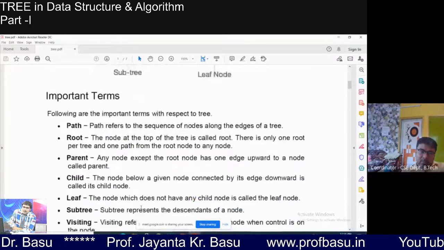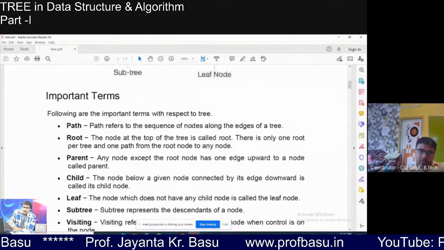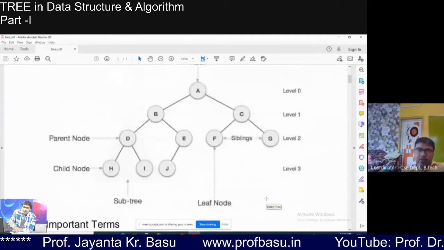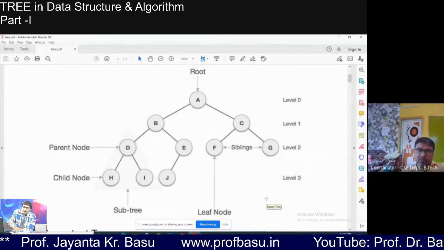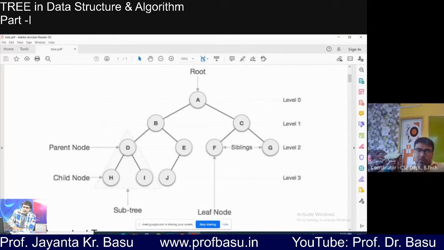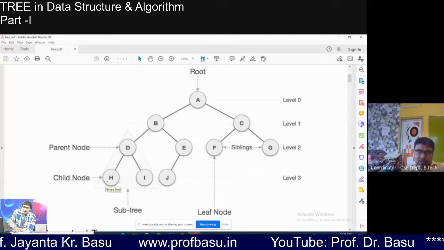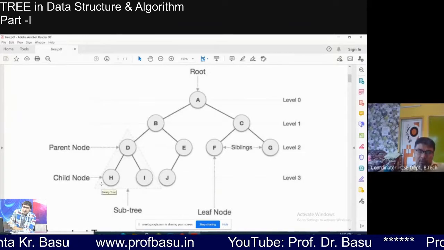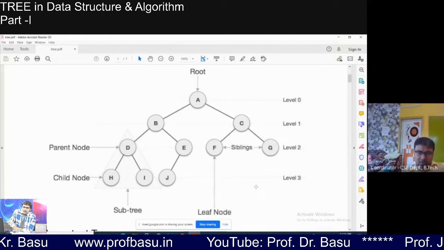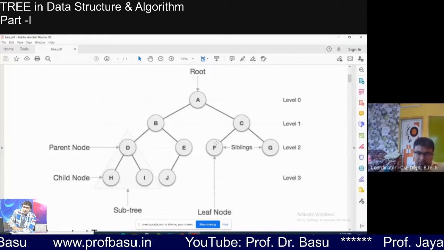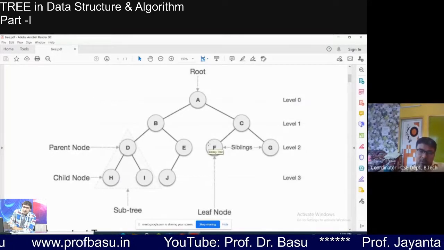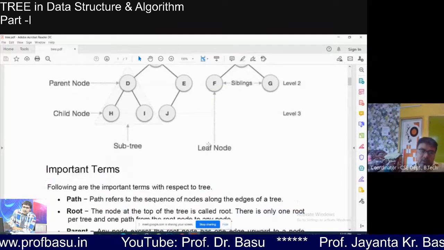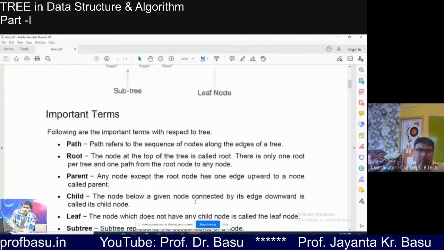Parent, child, leaf: the node which does not have any child node is called the leaf node. Sometimes students get confused and consider only the nodes which have no child and are at the last level as leaf nodes. It's not a complete answer. The actual answer is the node which has no children. It's called a leaf node.